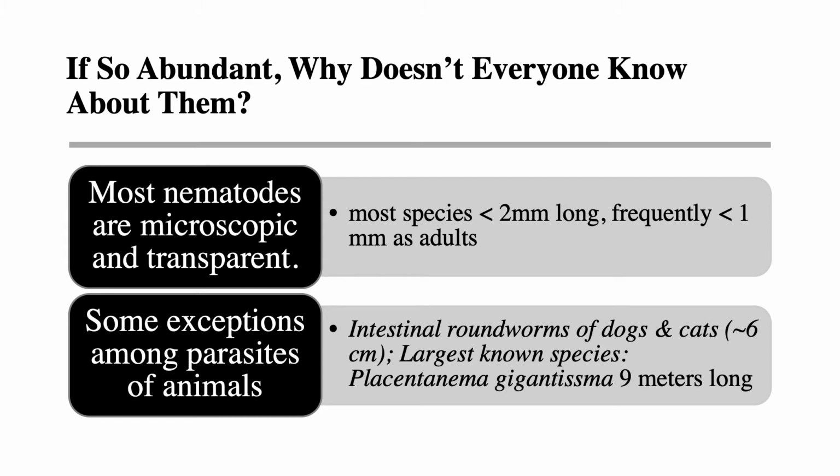So the reason that most people don't know about nematode species is because of their small size, with most being less than 2 millimeters long as adults. So without a microscope, you can't easily see them. The exception are certain ones that are parasites of animals. For example, one type of intestinal roundworm from dogs and cats is about 6 centimeters in length, so easily seen if they end up being excreted by the dog. And the largest nematode we know of is a parasite of whales and is about 9 meters in length.